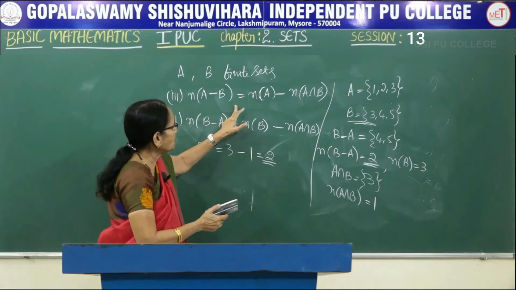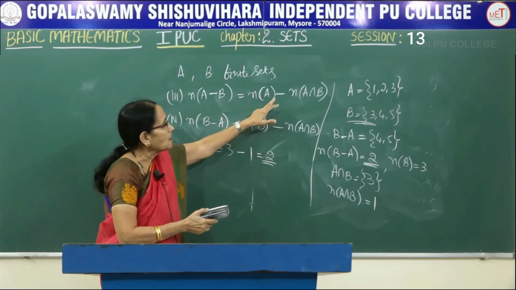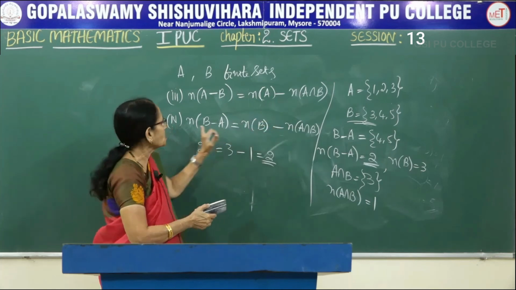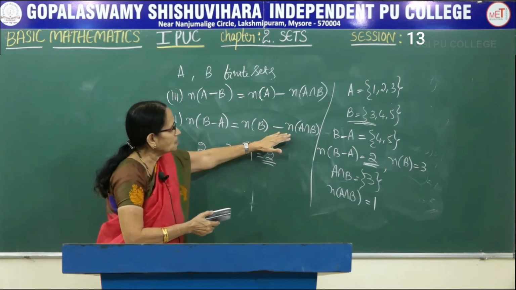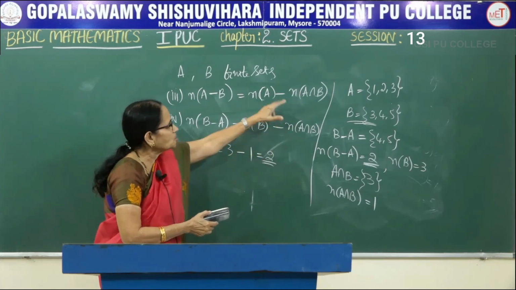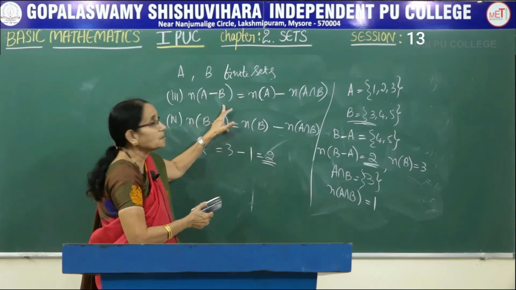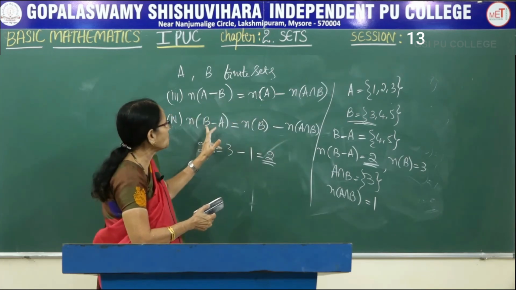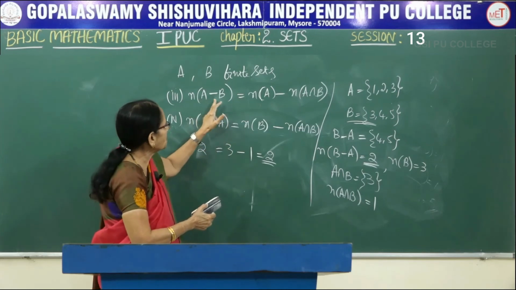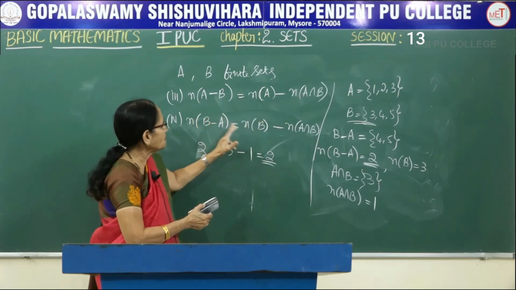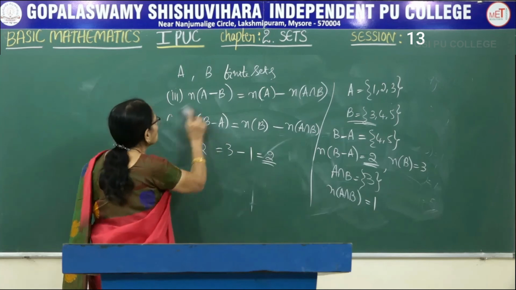Therefore, n of A minus B is: first write the first set, minus the intersection elements. B, write first, and write the intersection elements here. So these two would be the same, but the order is important. A minus B is different from B minus A. So if A minus B is there, you take A. If B minus A is there, you take B. That is the rule here.